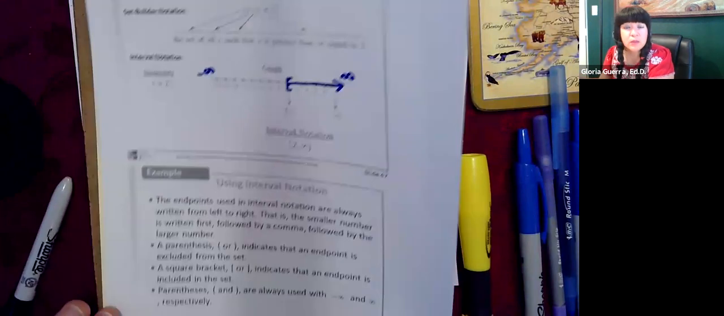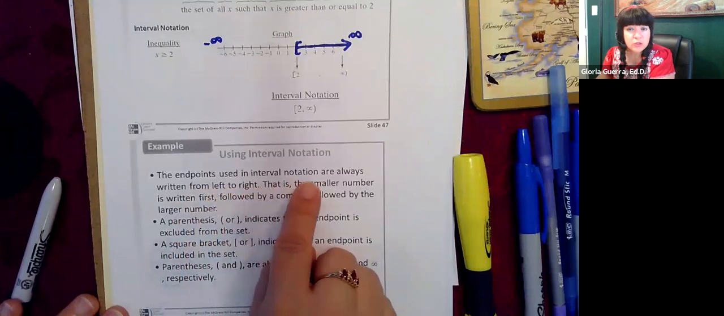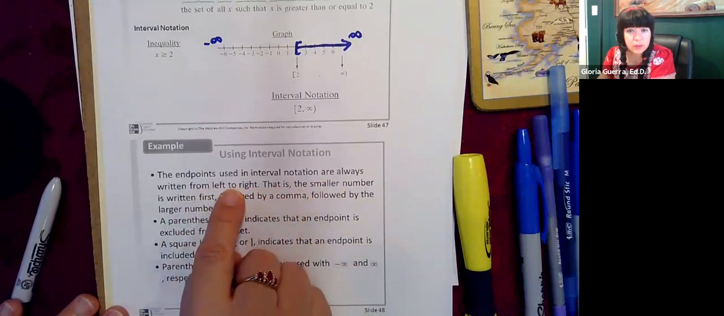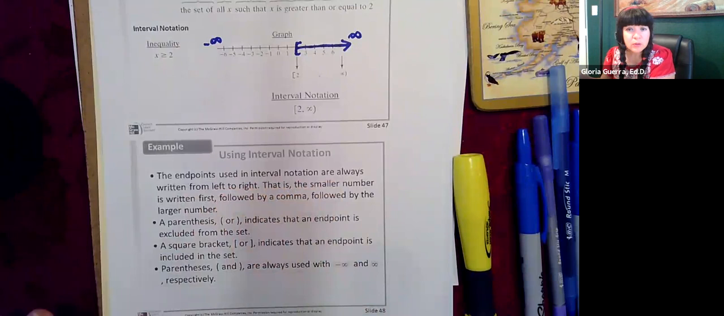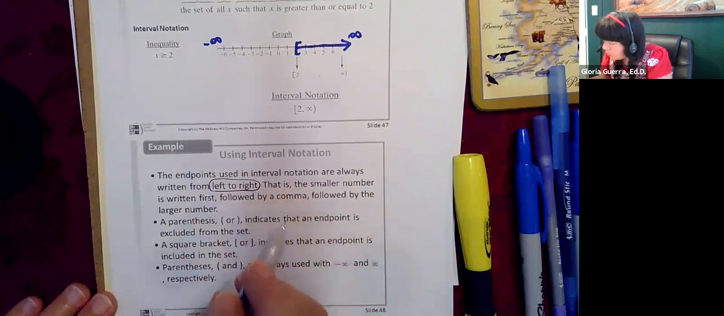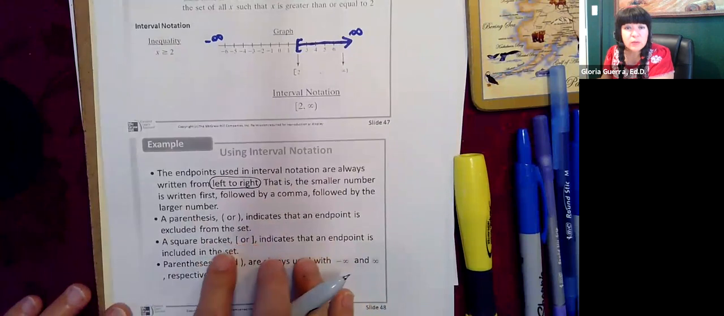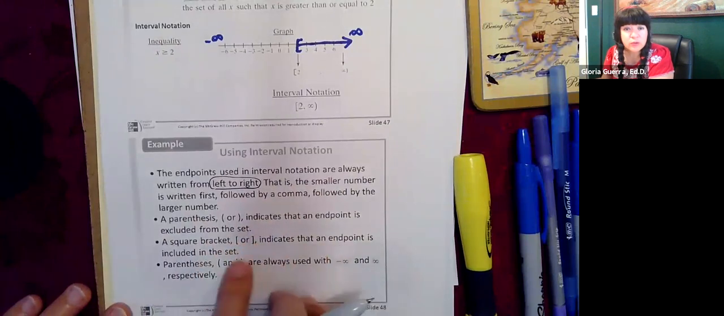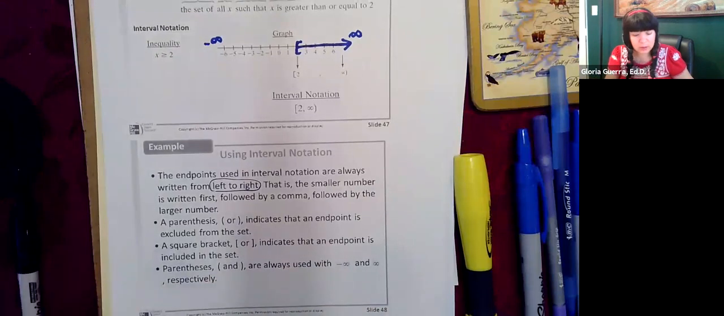And then at the bottom, they have some detail about the interval notation, that the endpoints used in interval notation are always written from left to right. That is, the smaller number is written first, followed by a comma, followed by the larger number. So we talked about that left to right. A parenthesis indicates that an endpoint is excluded from the set, whereas a square bracket indicates that an endpoint is included in the set. Parentheses are always used with negative infinity and with positive infinity respectively. Okay, so that's exactly what I was saying.